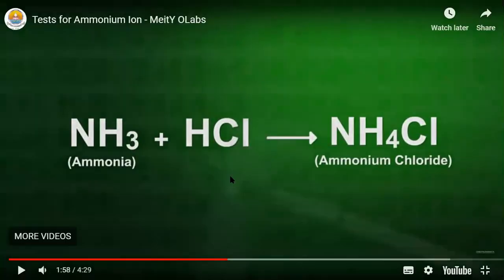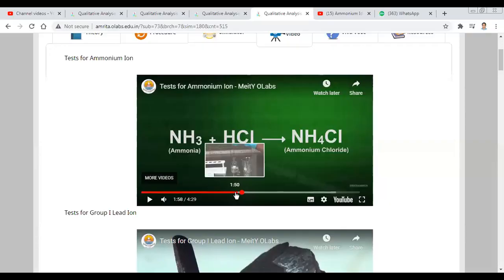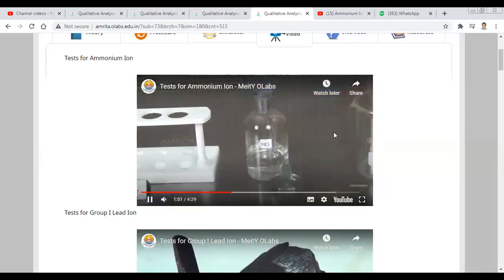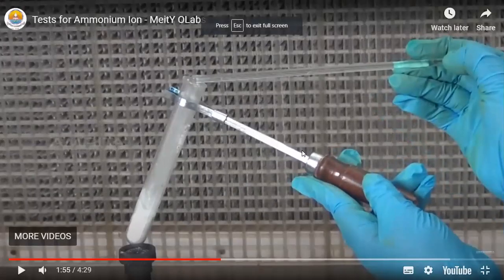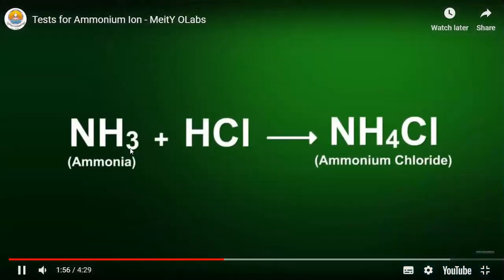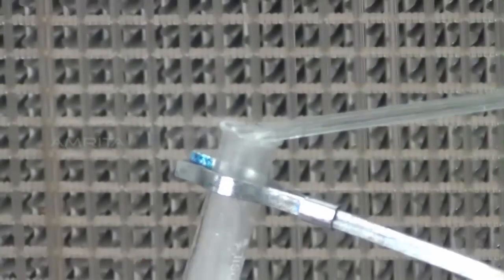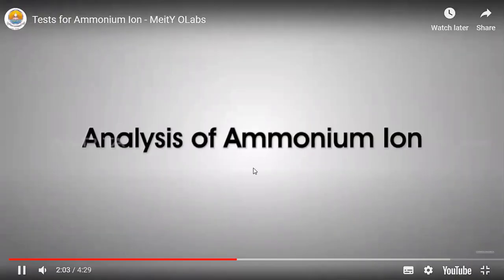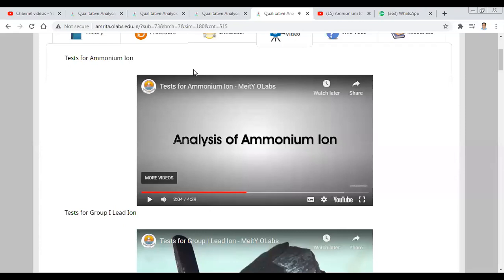Let me show you the fumes once again. You can see that some fumes have been produced. You can see the fumes coming out. These fumes are generally produced because of the reaction between the ammonia gas and hydrochloric acid gas, which produces ammonium chloride fumes. So this is how, my dear students, we understand the dry heating test.